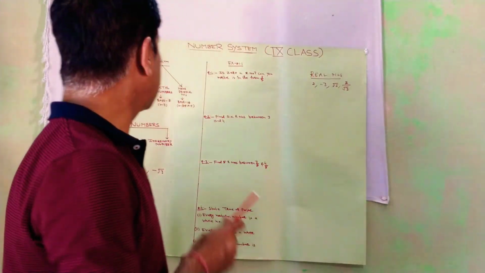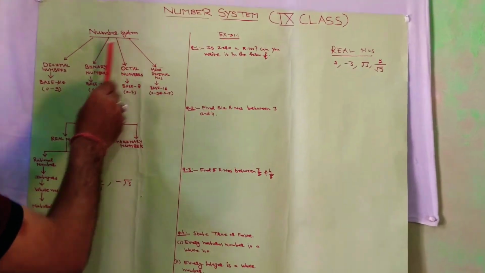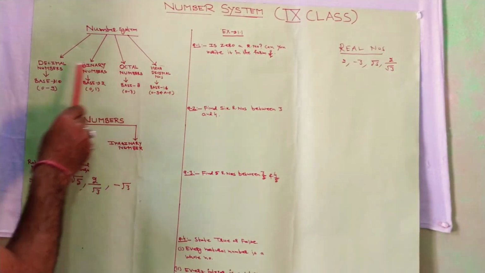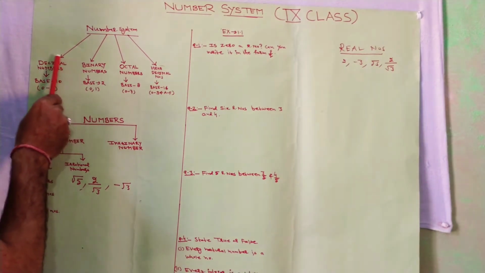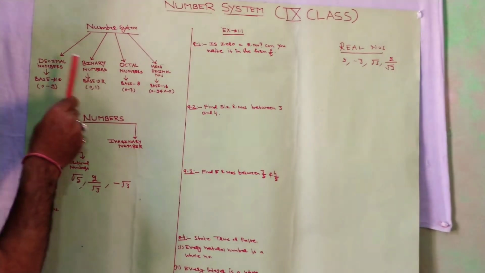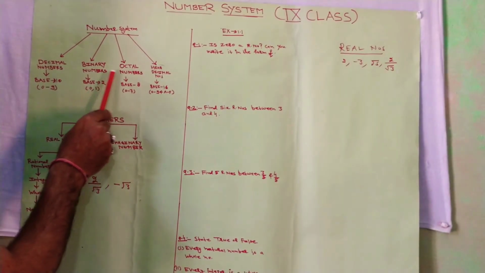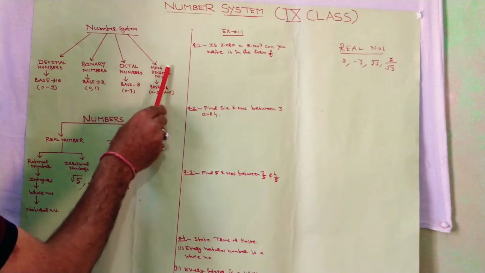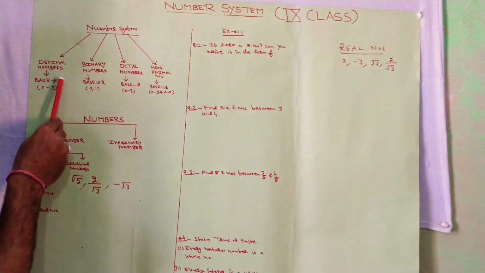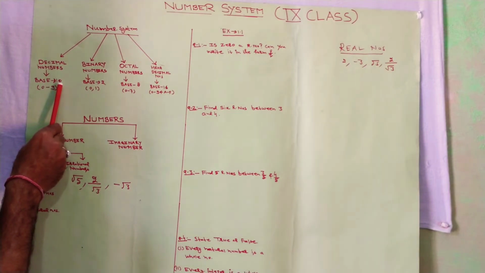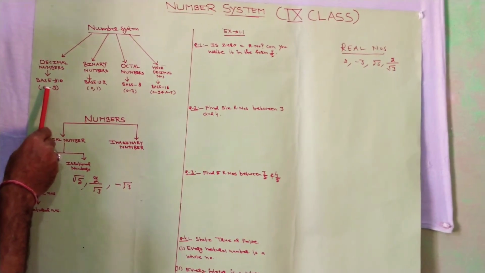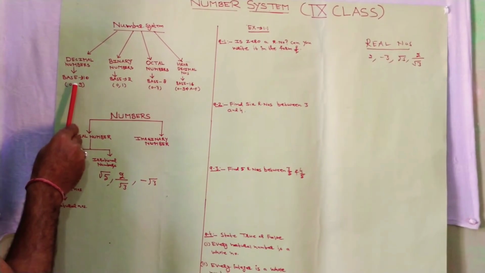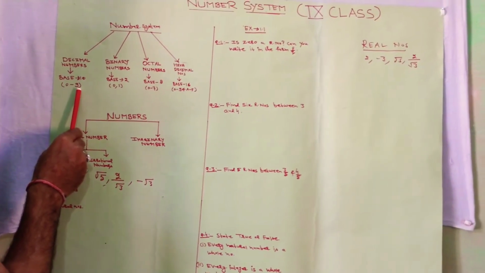Now we are talking about the number system. There are many number systems, in which the first is decimal number system, second is binary number system, third is octal number system, fourth is hexadecimal number system. In decimal number system, the base is 10. It means we are using 10 digits to execute this system, and these digits are 0 to 9.